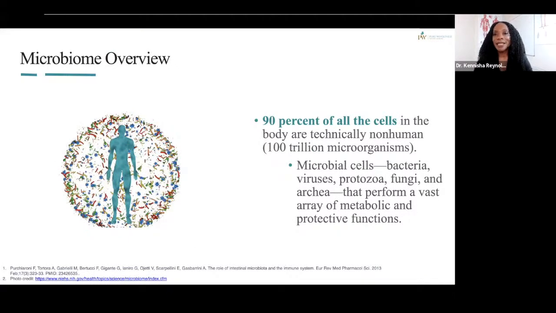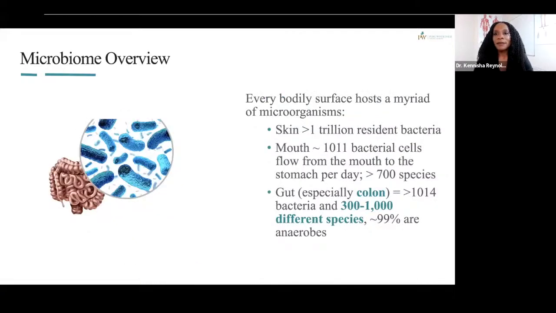90% of all cells in the body are technically non-human. 100 trillion microorganisms exist in the body. So when we think of a microbiome, it's a collection of microbial cells, including bacteria, viruses, protozoa, fungi, and archaea that perform a vast array of metabolic and protective functions. Every bodily surface includes microorganisms. In today's presentation, I'm going to focus primarily on the bacteria of the microbiome, the gut bacteria.